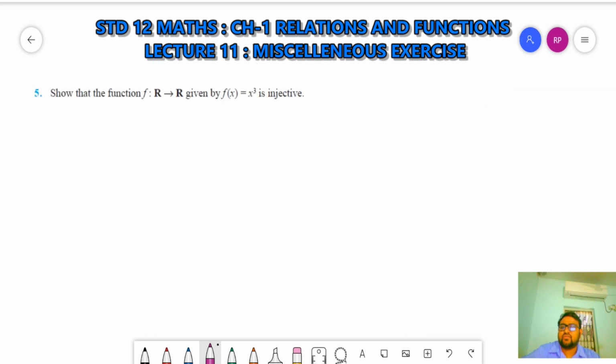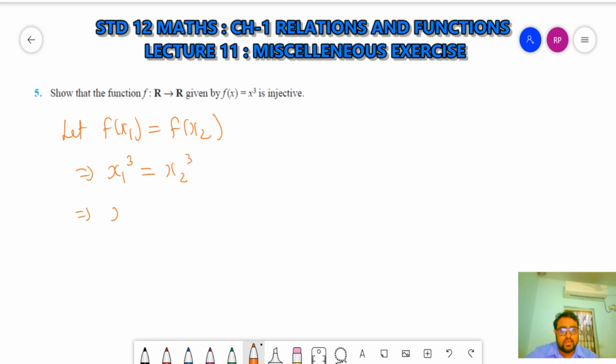Question 5: show that the function f from R to R given by f(x) equal to x cube is injective. Injective means one-one. So now it's a simple sum. Let f(x1) equal f(x2). So what does that imply? x1 cube equal to x2 cube. See, when we take the cube root, this will be x1 equal to x2. If it was square, then this would not be the situation. If it was square, then x1 would be equal to plus minus x2.